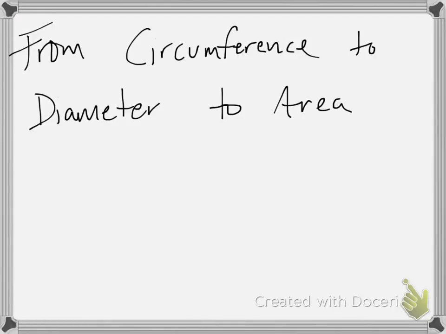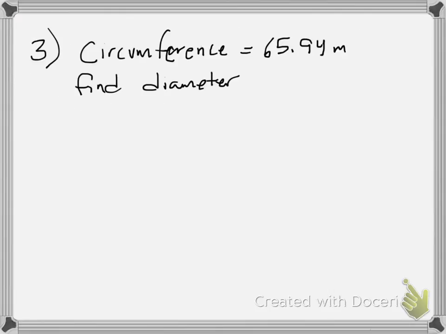In this one we're going to move from knowing the circumference to finding the diameter and also to finding the area of a circle. Let's get started. The first problem we have was number 3 on your paper, and it lets us know that the circumference is 65.94 meters and it's asking us to find the diameter.